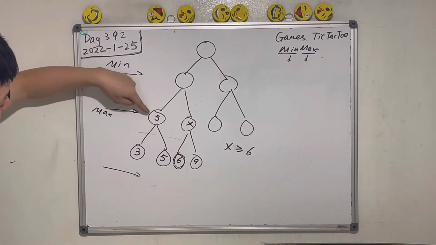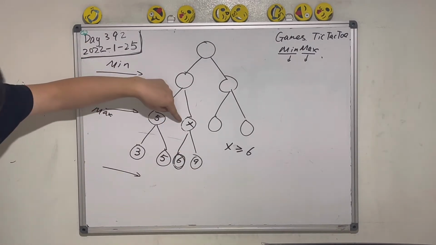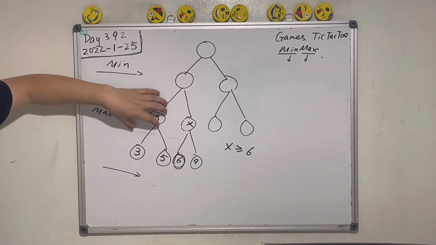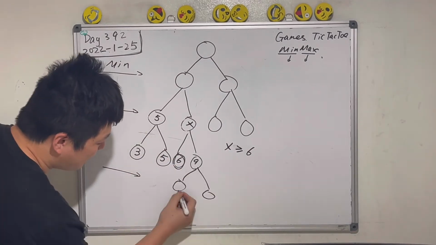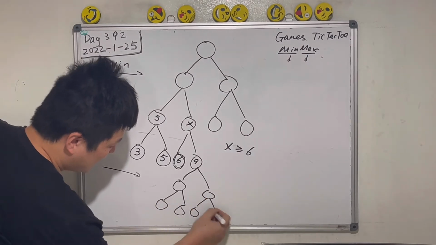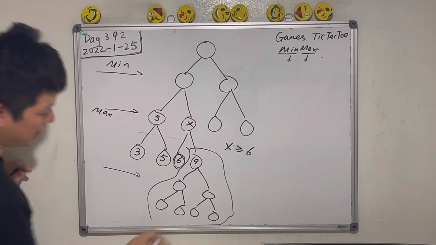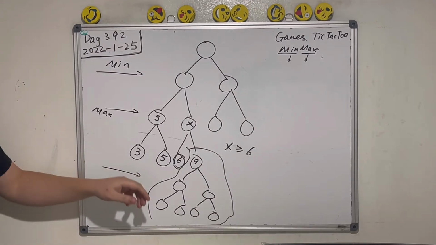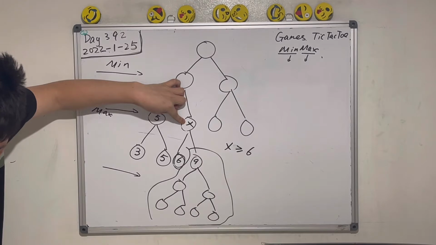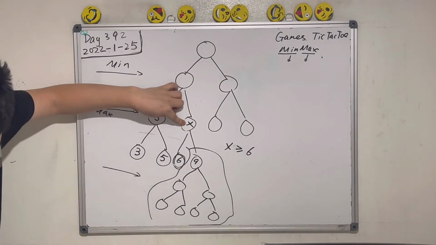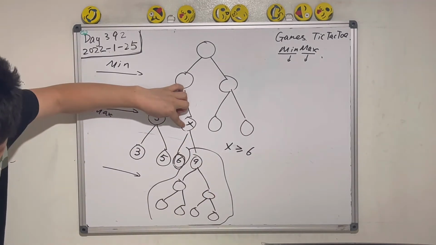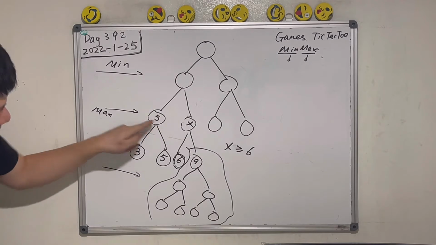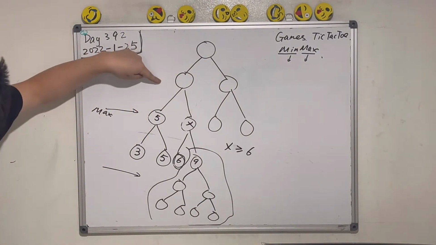And at this level, we are trying to minimize it. We have 5, and we know x is bigger than 6. What does it mean? That means that's going to be 5. Does it really matter the values here? No. Look, x is bigger than 6. I know x is bigger than 6, so I don't need to visit this. If x is bigger than 6, it can't be better than 5 because we are trying to minimize here.